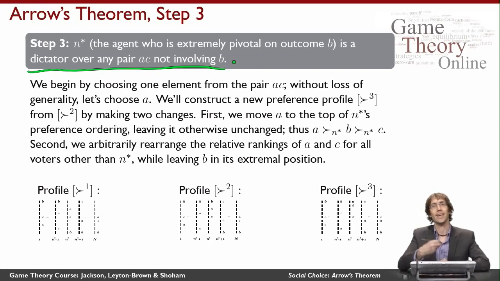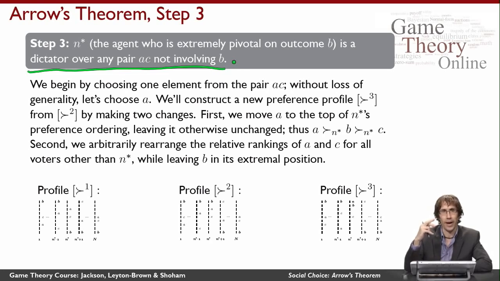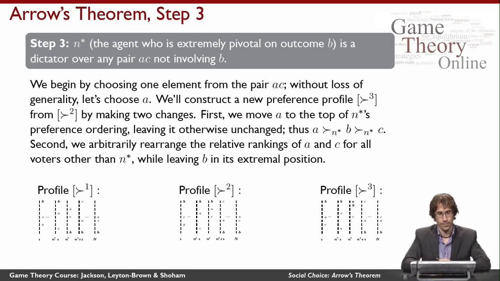What does that mean? It means that the social welfare function must make every decision between any pair AC, where I'm using those variable names just to denote anything that isn't B, simply by listening to what n star thinks. So if n star likes C better than A, the social welfare function will as well, and it just doesn't matter what anybody else thinks. So that's what we want to claim here. So how does this argument work?